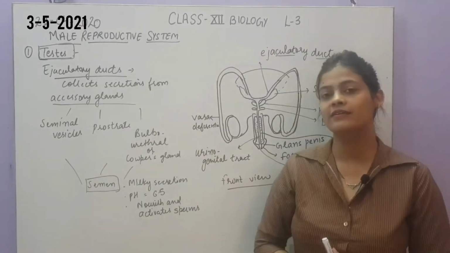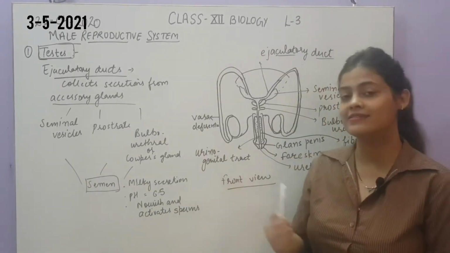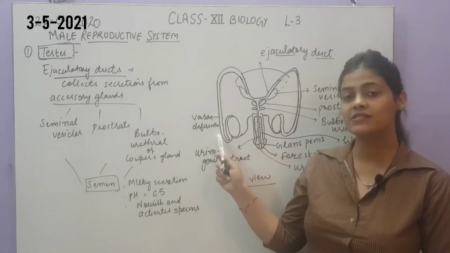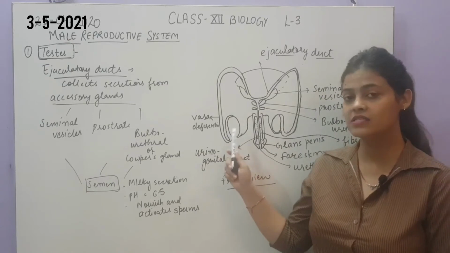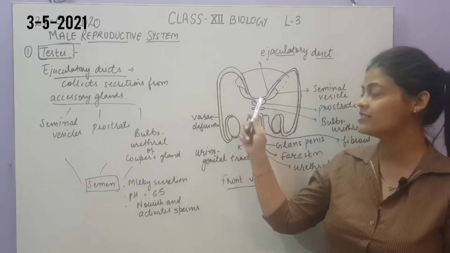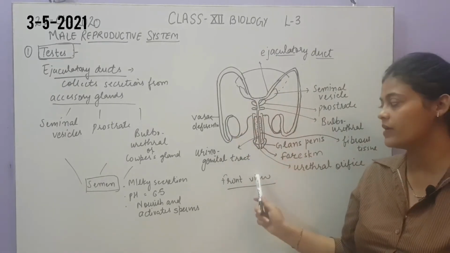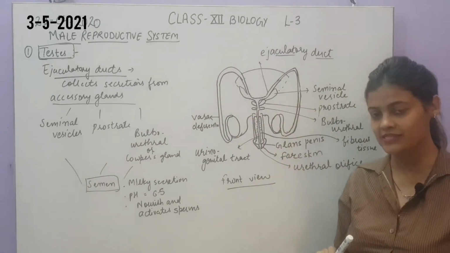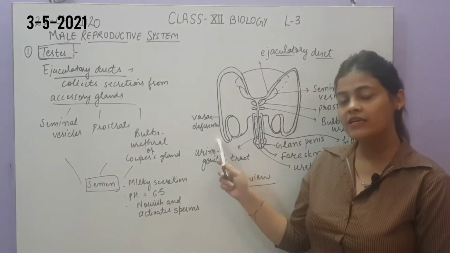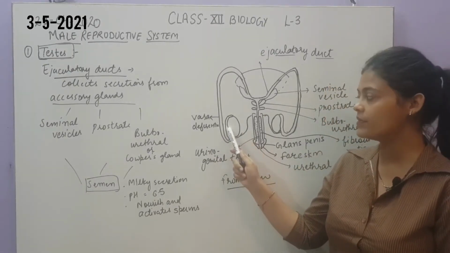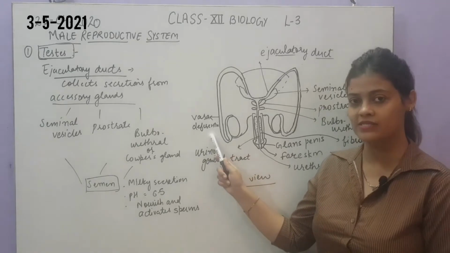Let's now see the ejaculatory ducts and the accessory glands. How do they work? Like in the previous session we have discussed that the vasa deferens will carry the sperms from testes towards the ejaculatory duct. So here we will see the front view of the male reproductive system that we have discussed yesterday also. These are the testes and this is the epididymis. From epididymis the sperms will enter into vasa deferens.